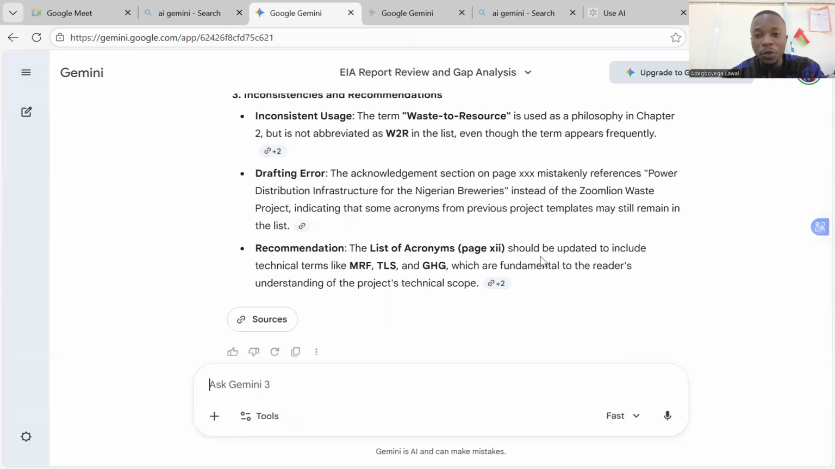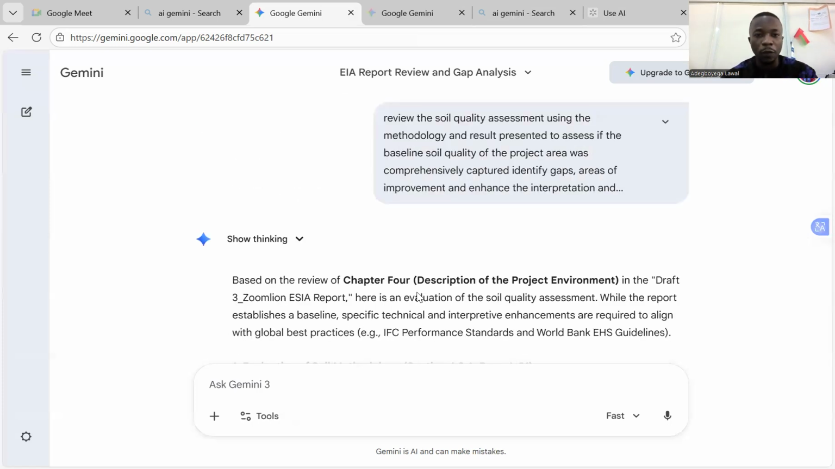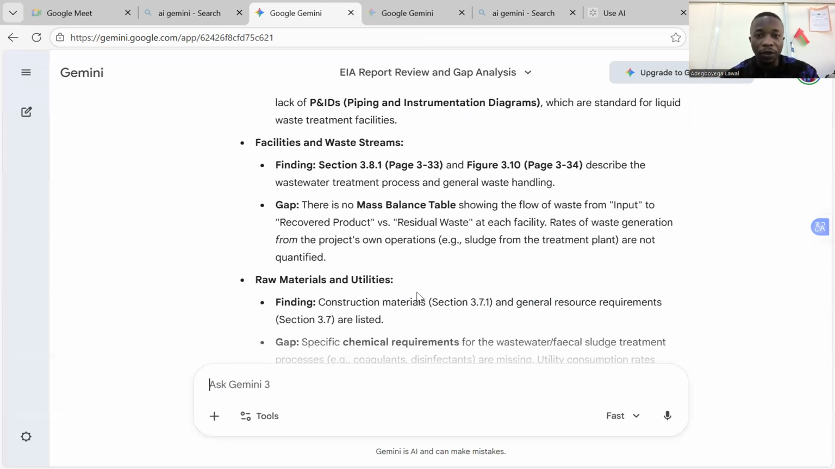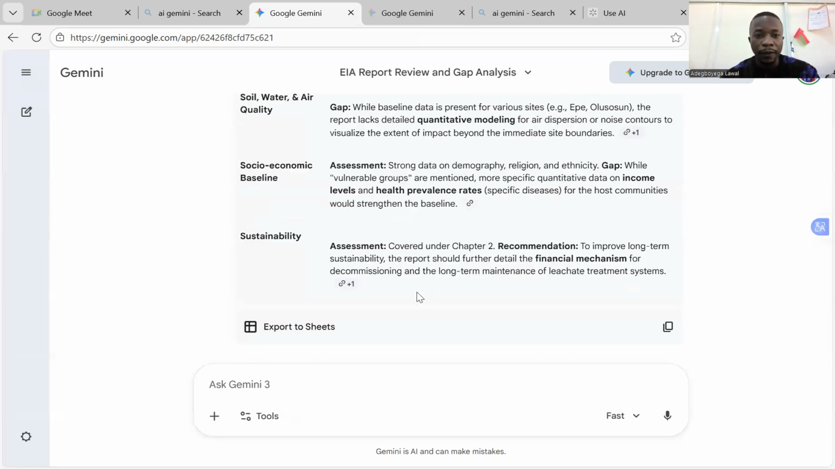Recommendation: the list of acronyms should be updated to include technical terms like MRF, TLS, GHGs, which are fundamental. So this is very, very awesome. I'm sure you enjoy that. I think you can put that into the comment. Let us go further to other comments. I've done a lot of analysis on this report where I've seen this, so we'll discuss the analysis together.